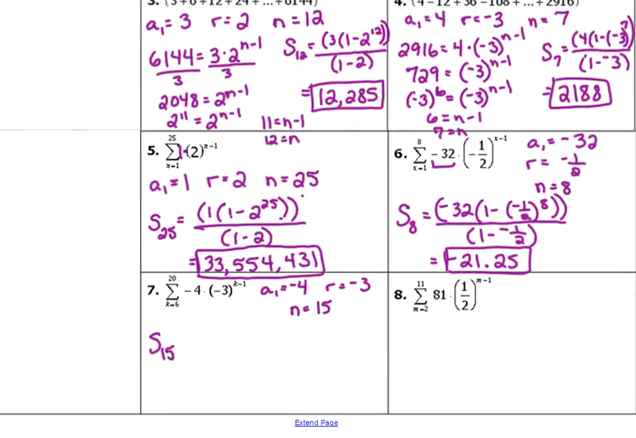So S sub 15 is equal to the first term times 1 minus the common ratio to the nth over 1 minus the common ratio.